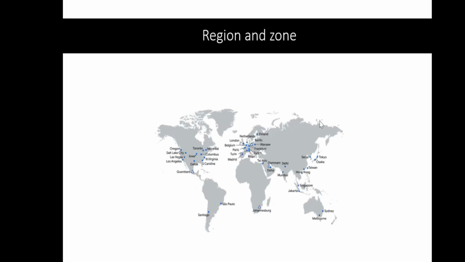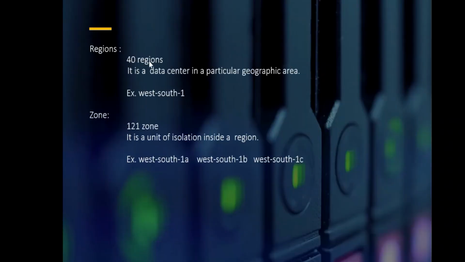Now here, just now I told you two terms. One is called region, another is called zone. What does this mean? Just now I told you that we have a total of 40 regions throughout the world and approximately 121 zones throughout the world. What does it mean? Right, let's understand here.